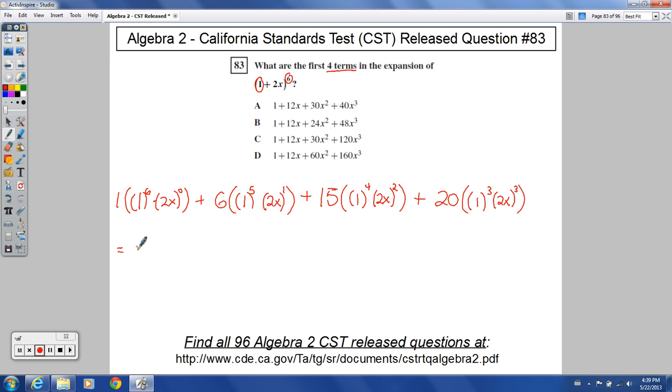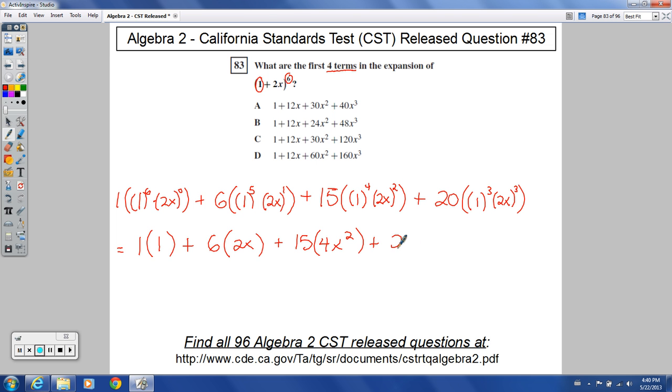So this would be the same thing as 1 times, something to the 0 power, still 1. Over here we'd have 6 times 1 times 2x to the first, which is just 2x. This would be 15. You know what, I don't feel like I need to write that in there. We can do this in one step, because 1 to any power is still going to be 1. So this is just 2x. Here we'd have 15 times 1, and then 2x squared is 2 times 2 times x squared, that's 4x squared.